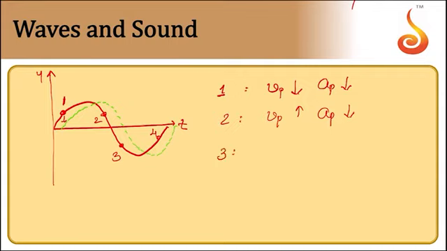So third one, for the particle 3, Vp is in the upward direction while the acceleration is in the upward direction. And for the particle 4, Vp is in the downward direction while the acceleration is still in the upward direction. So remember this pictorial representation as far as the velocity and accelerations are concerned.